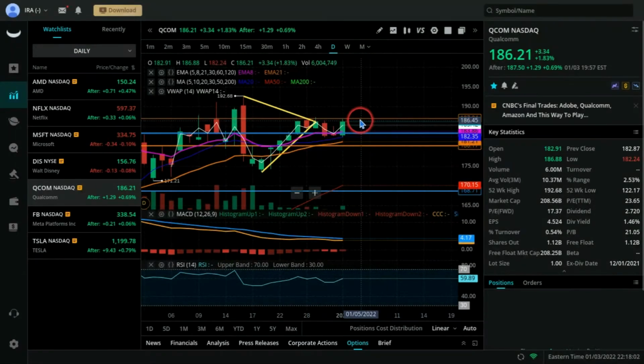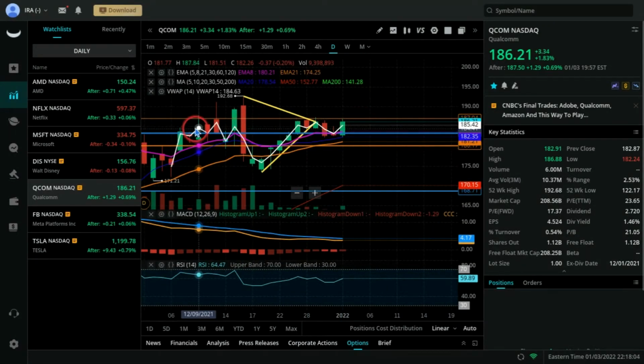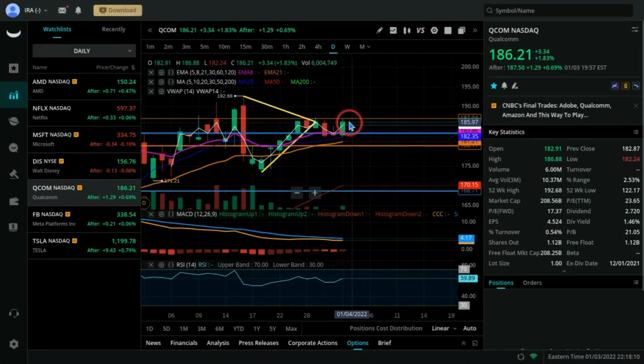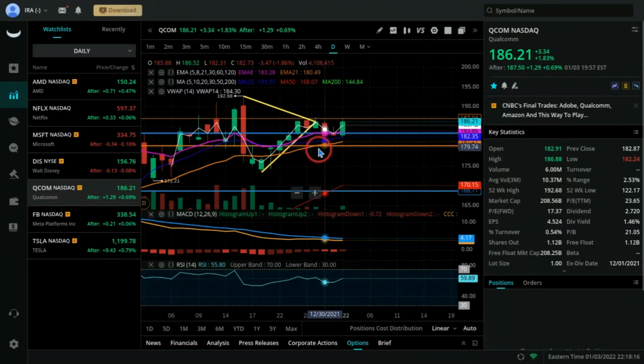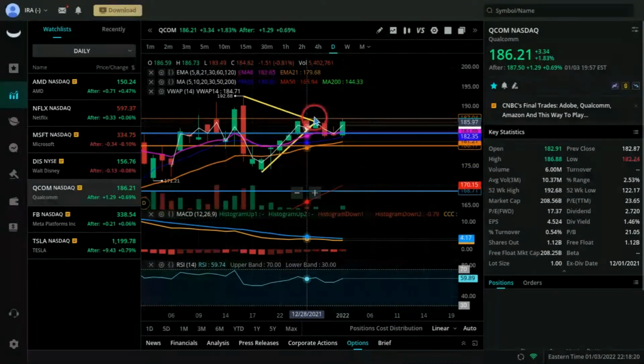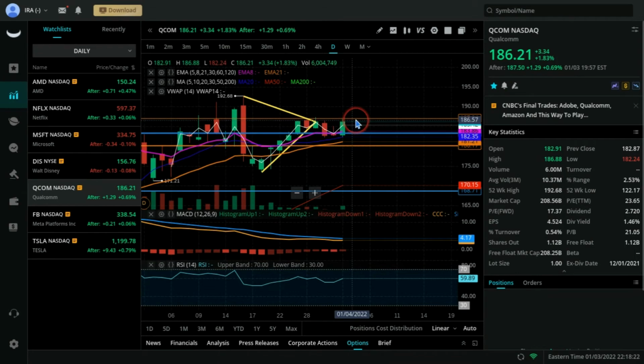Or you can play it off the rejection, because that resistance line is pretty tough for QCOM. I'm pretty sure if it gets rejected, it's going to get rejected pretty hard. If you want to play that rejection, you can play it at 186. I will go with 186.50.